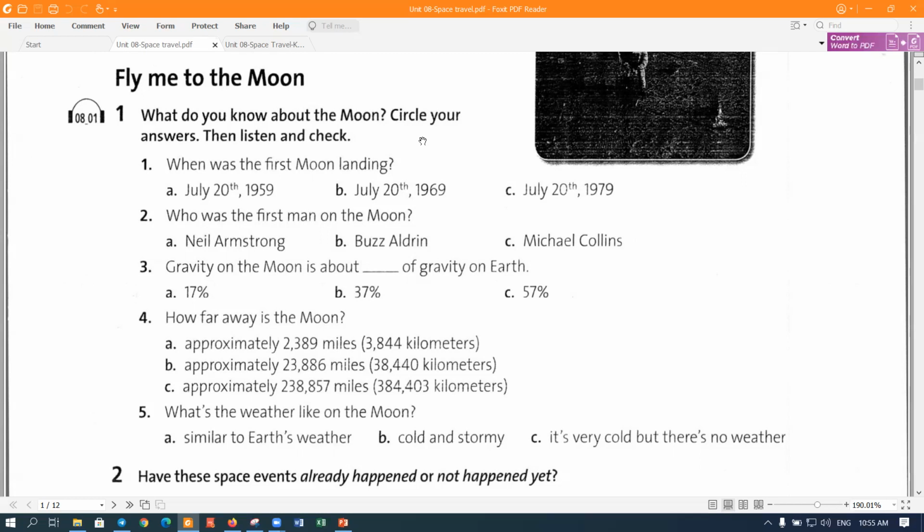A, July the 20th, 1959. B, July the 20th, 1969. C, July the 20th, 1979. 2. Who was the first man on the moon? A, Neil Armstrong. B, Buzz Aldrin. C, Michael Collins. 3. Gravity on the moon is about what of gravity on Earth?